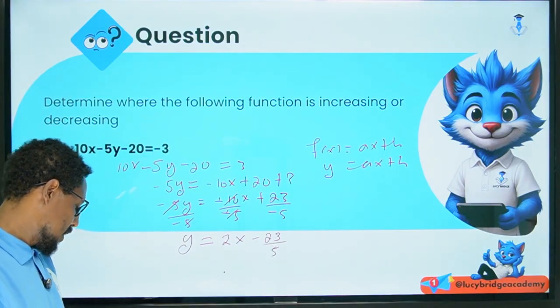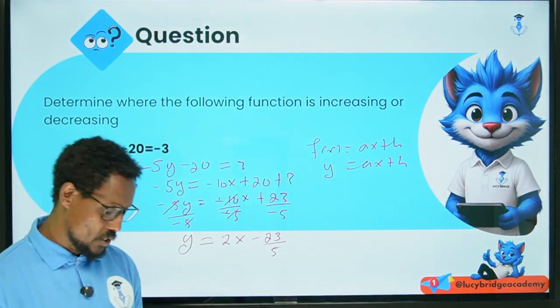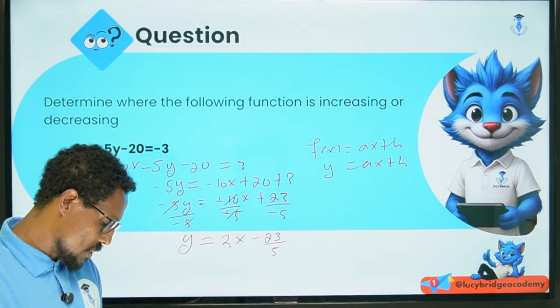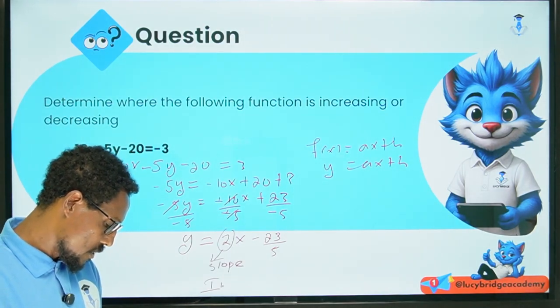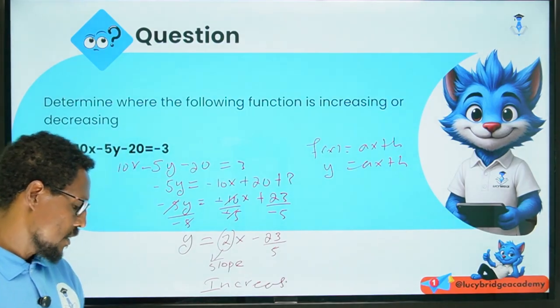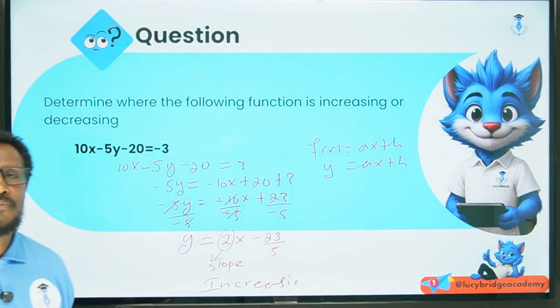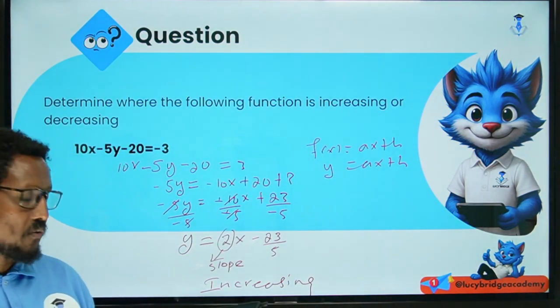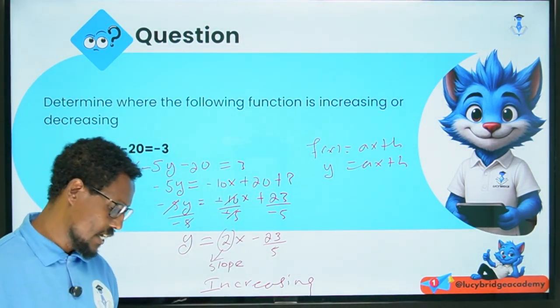So, we are asked whether it is increasing or decreasing. Look, our slope. Slope is 2, yes? Therefore it is increasing. Increasing because the slope of the function is positive. The slope of the function is 2. 2 is positive, therefore it is an increasing function.